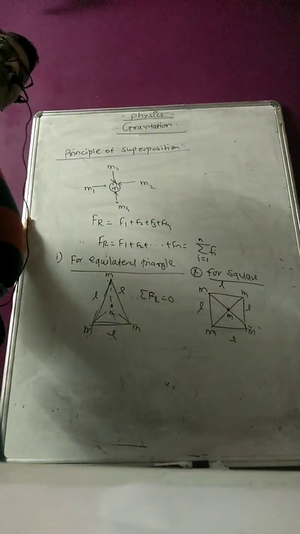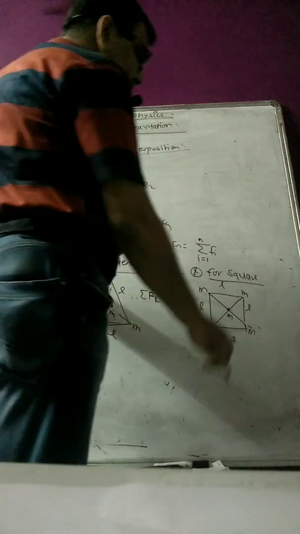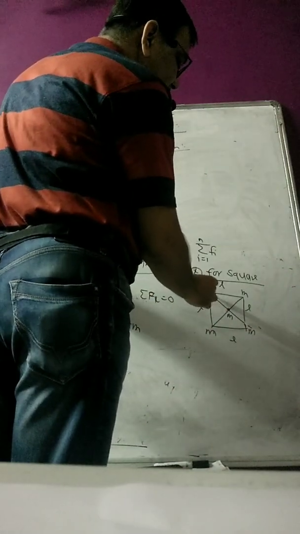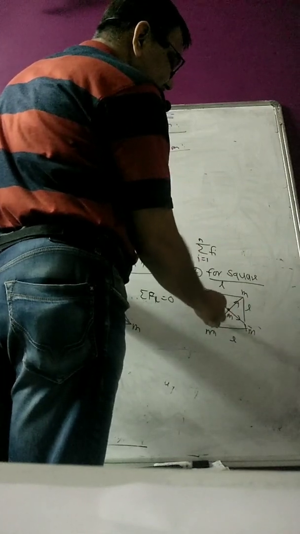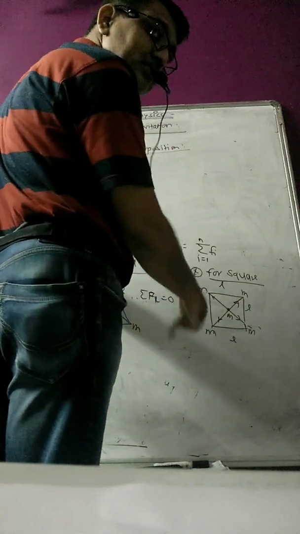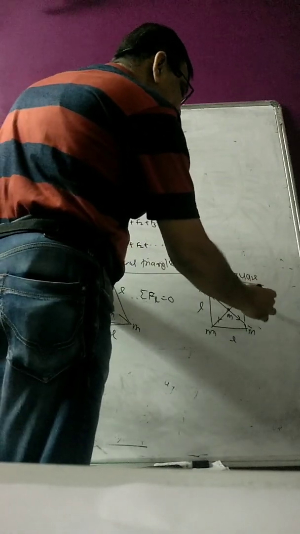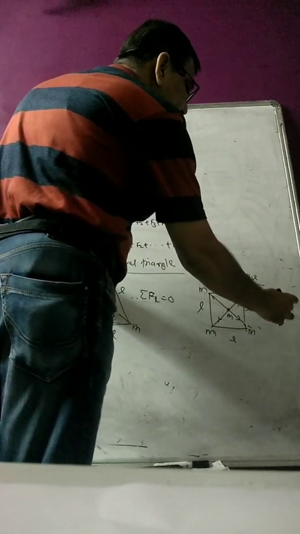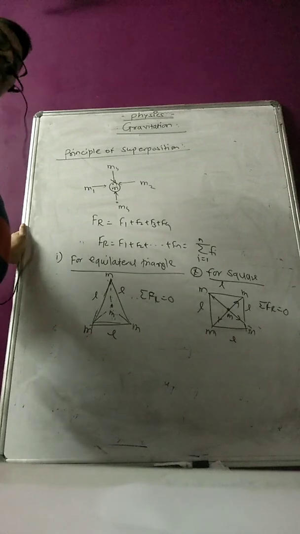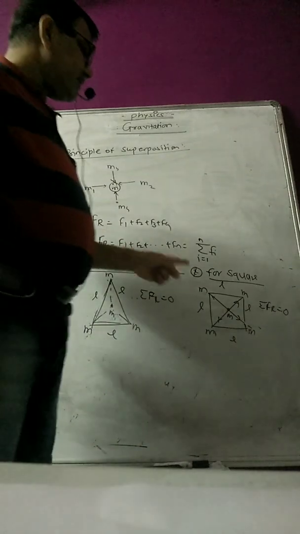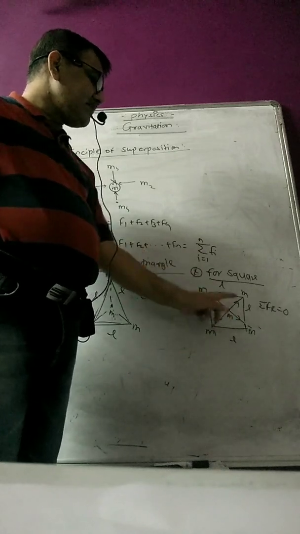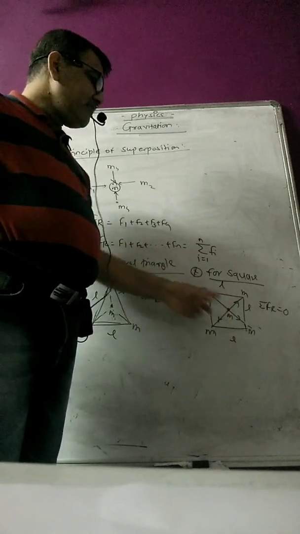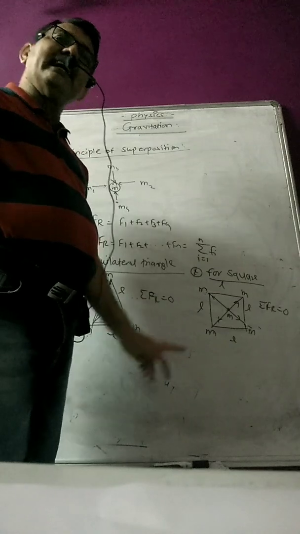Then what will happen? Again, the force exerted by this particle on this particle will be the same as this on this, and the same as this on this. Therefore the summation of all the forces, the resultant Fr, will be 0. Whatever force is exerted by this m on this m, they are equal in magnitude and opposite in direction.